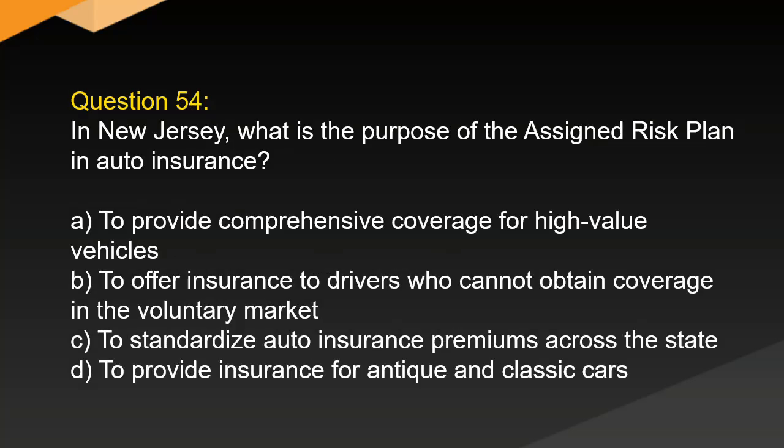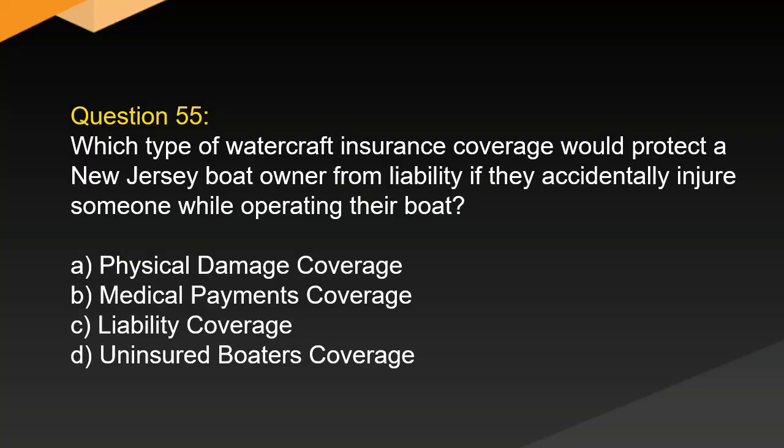Question 54. In New Jersey, what is the purpose of the assigned risk plan in auto insurance? A. To provide comprehensive coverage for high-value vehicles. B. To offer insurance to drivers who cannot obtain coverage in the voluntary market. C. To standardize auto insurance premiums across the state. D. To provide insurance for antique and classic cars.